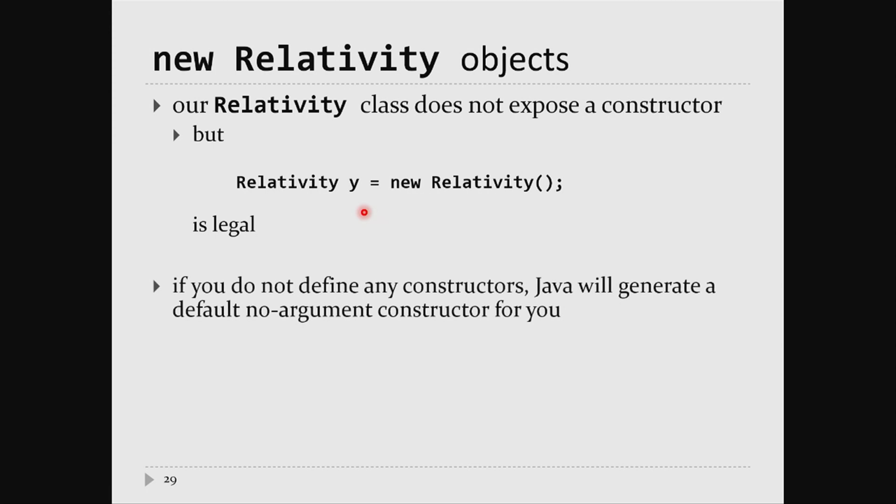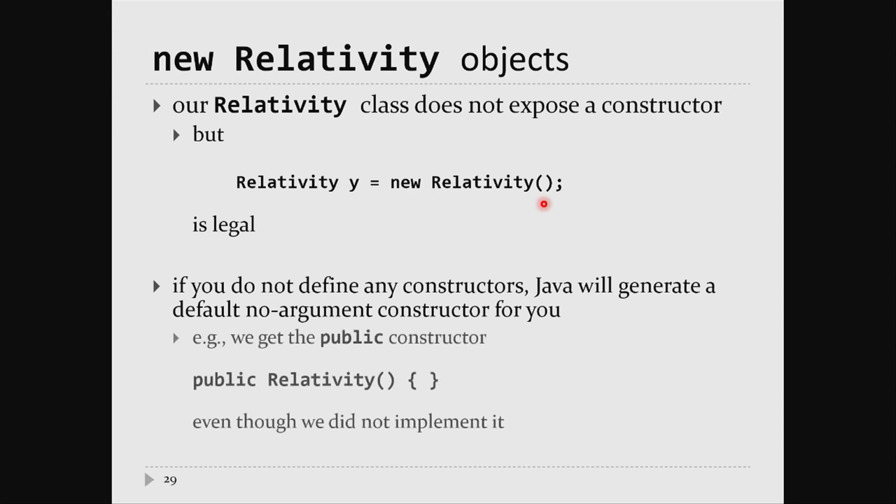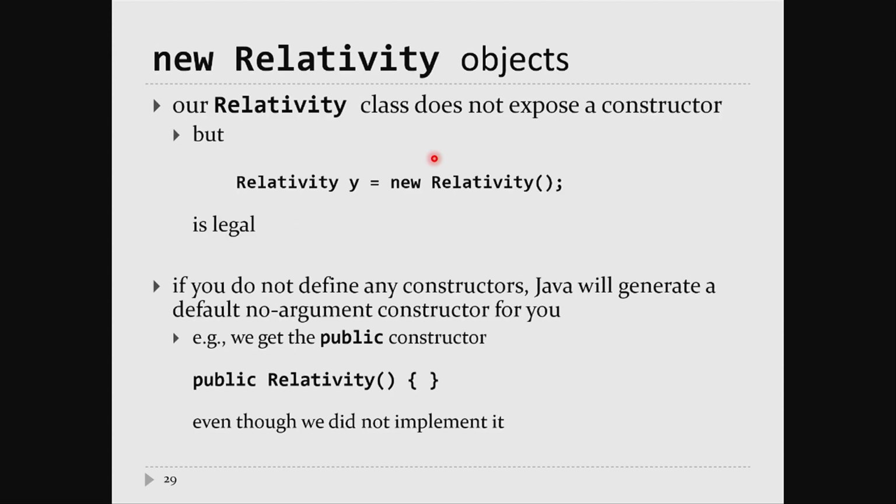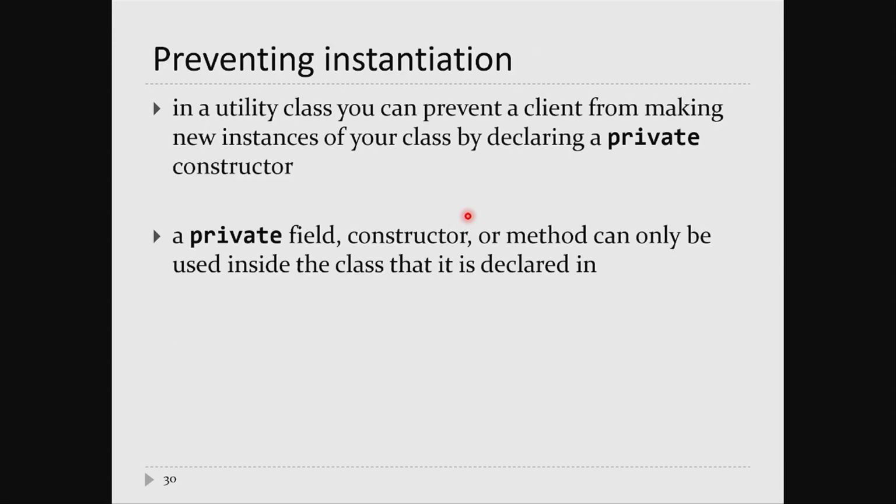So why does that happen? Remember, I did tell you that if you don't define any constructors in a class, Java gives you one: the no-argument constructor. So in other words, you get this even though we never wrote it. In a utility class, you should prevent this from happening, if for no other reason than you don't want to waste memory with all these relativity objects that we shouldn't have in the first place.